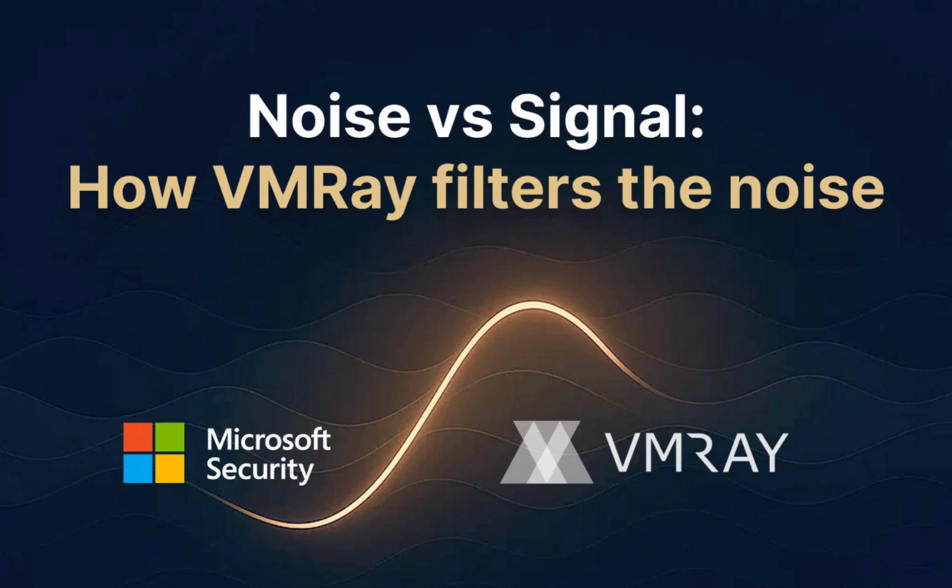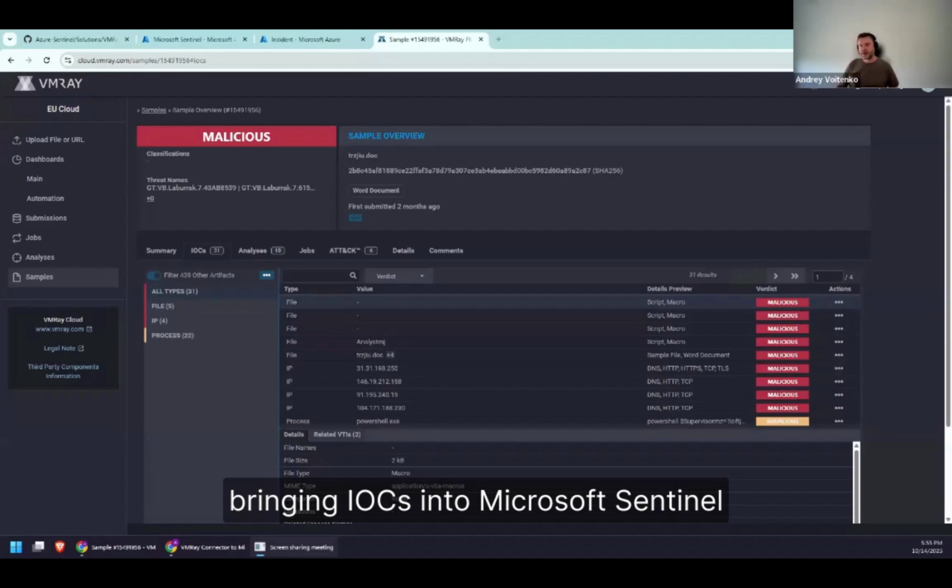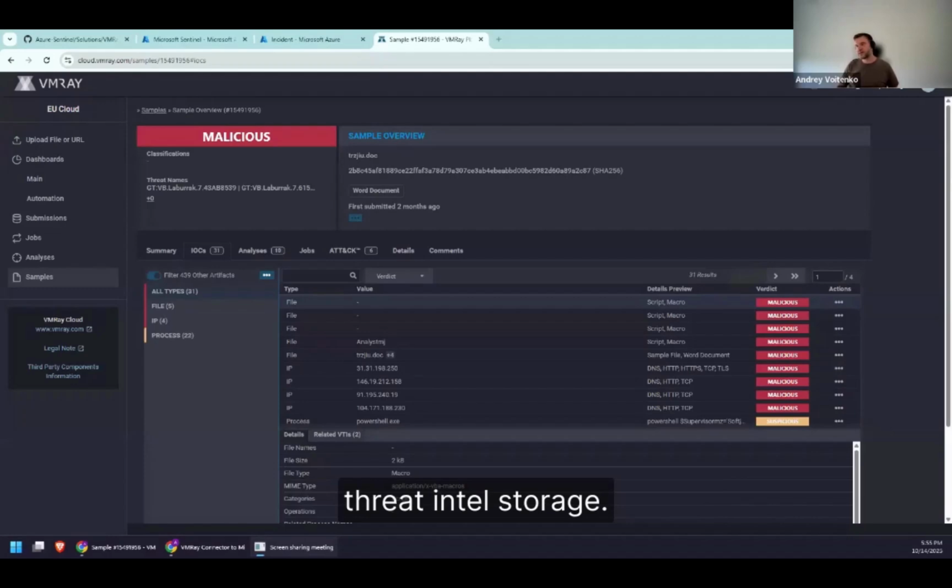The Sentinel integration is mostly about bringing threat intel that you have generated with VMRay, bringing IOCs into Microsoft Sentinel threat intel storage. What's so special about VMRay and the threat intel that is generated by VMRay? And I do have a perfect example here.